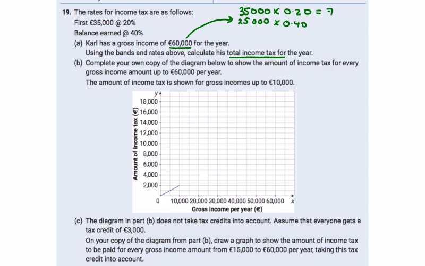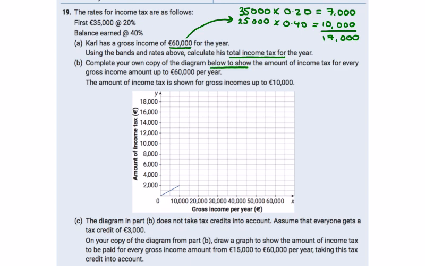So that's going to be 7,000. 10% will be 3,500. 10% here will be 2,500. So 40% is 10,000. So he has a gross tax of 17,000. Nothing about tax credits. So complete your own copy of the diagram below.